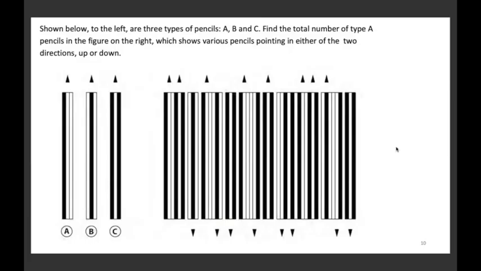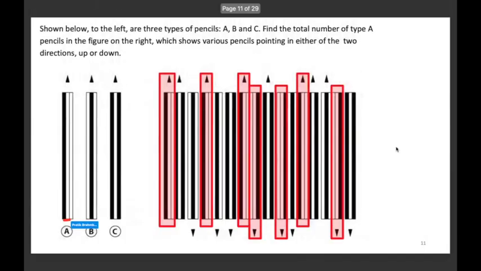We'll move to the next one. Shown below to the left are 3 types of pencils, A, B, C. Find the total number of type A pencils in the figure on the right, which shows various pencils pointing in either of the 2 directions, up or down. We have to find the pencil type A here. So these are all the type A pencils that are there. The total number of type A pencils in the diagram is 7.